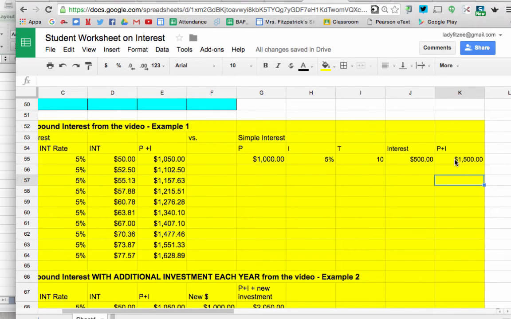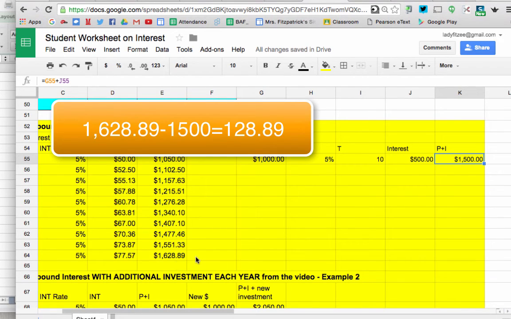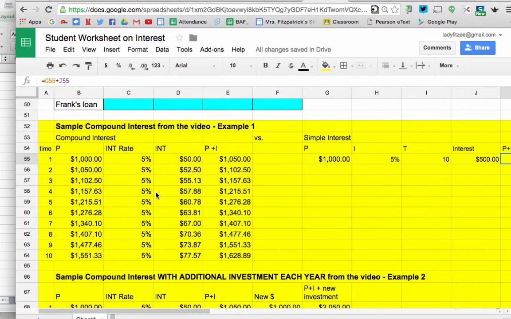So now, comparing the two, compound interest is going to give you $1,628.89 versus $1,500. So $128.89 more using compound interest. I would always recommend you invest with compound interest over simple interest.